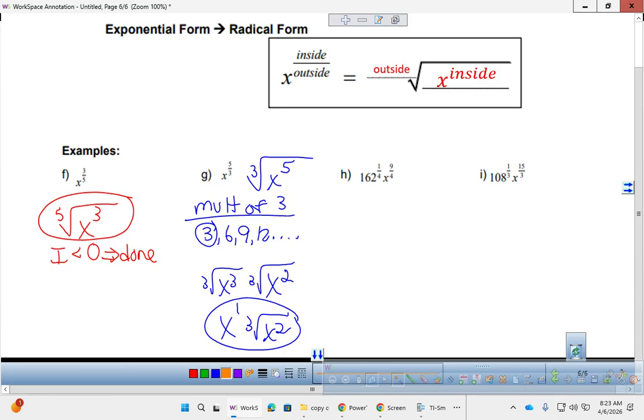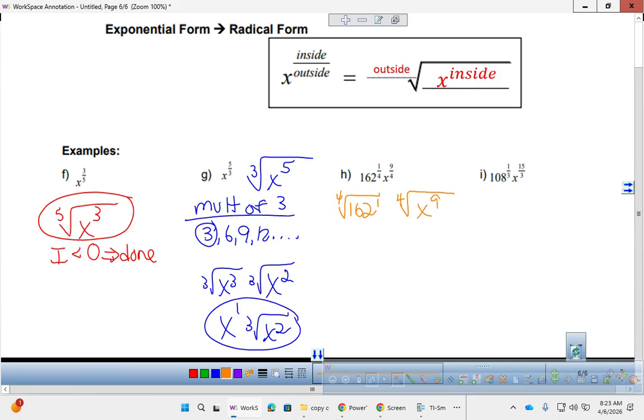All right, so in this next one, you can see there's 2 different fractions. So I'm going to write 2 different roots. I'm going to write a root for the first part and a root for the second part. Both denominators are 4 though, so both outside numbers are 4. But my inside for the first will be 162 to the 1st versus the second will be x to the 9th.